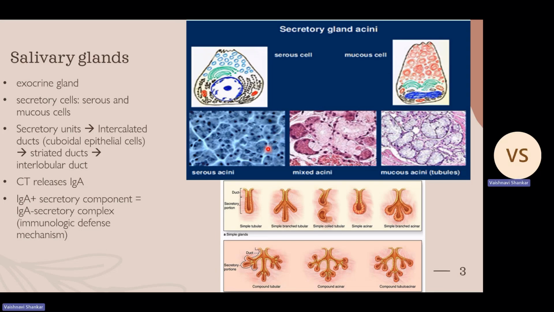In the large salivary glands, the connective tissue contains many lymphocytes and plasma cells, which release IgA that forms a complex with the secretory component synthesized by the epithelial cells of serous acini and intralobular ducts. The IgA secretory complex released into the saliva constitutes an immunologic defense mechanism against pathogens in the oral cavity. Parasympathetic stimulation through smell or taste of food also produces secretion of saliva.